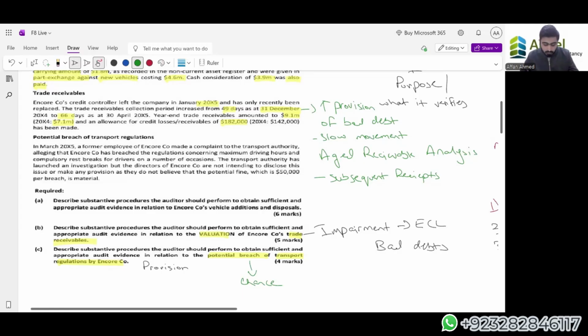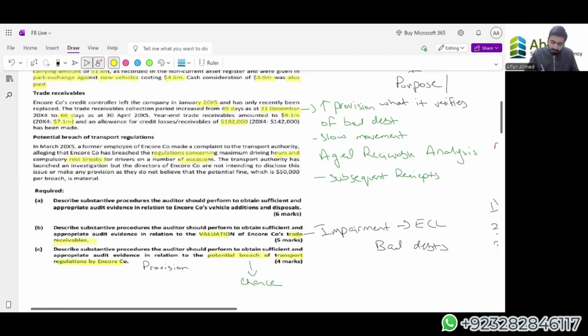Now, let's read the case first so that we get a better idea. In March 2005, a former employee of Incor company made a complaint to the Transport Authority alleging that Incor company has breached a regulation concerning maximum driving hours and compulsory rest breaks for drivers of equipment.